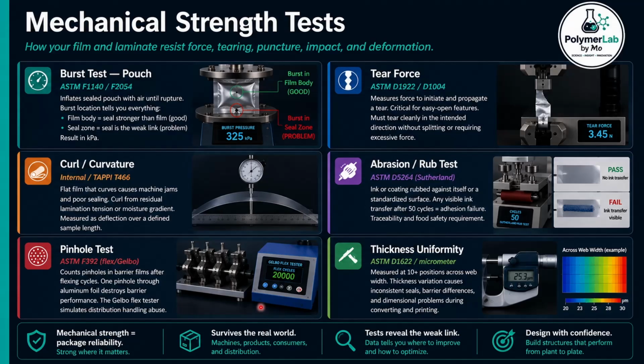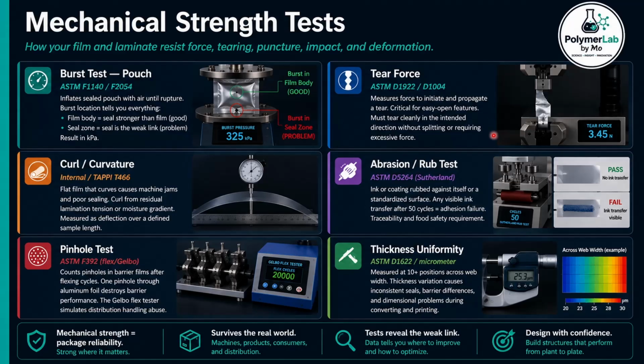The pinhole test, particularly the Gelbo flex test, is critical for barrier film. The Gelbo tester mimics the repeated flexing, twisting, and crushing that the film experiences during distribution. Filling lines, conveyors, transportation. Every flex cycle is an opportunity for a pinhole to form in the barrier layer. A single pinhole through an aluminum foil layer can destroy the OTR performance of an otherwise excellent structure.